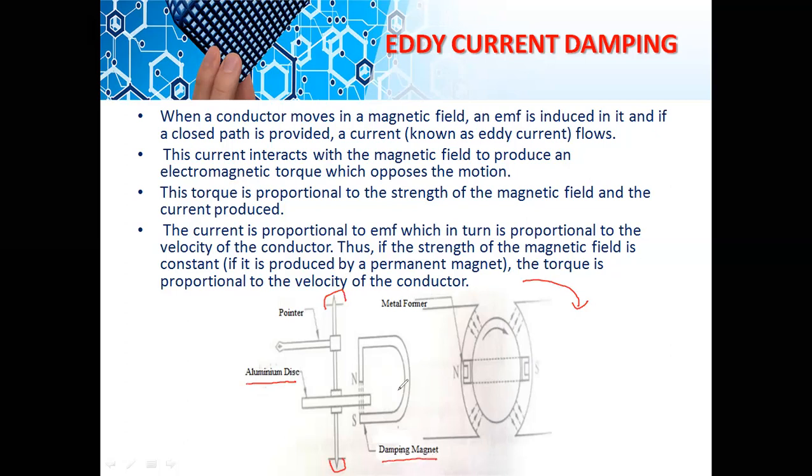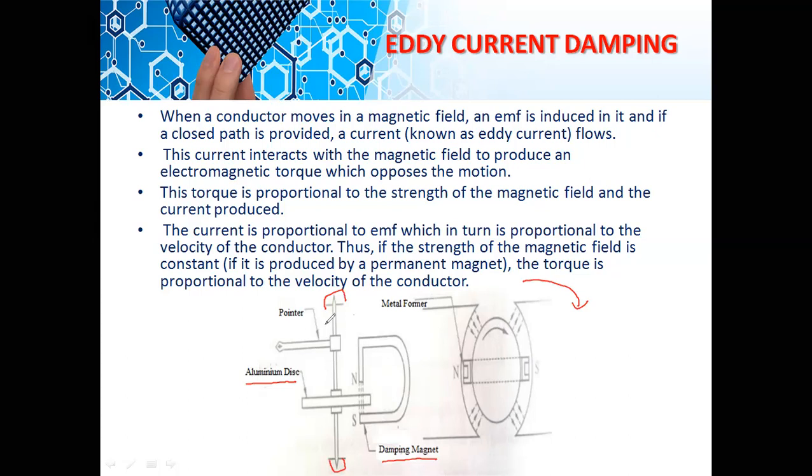This is one arrangement of eddy current damping. In this arrangement, we have a disc attached to the spindle, and we have a damping magnet where we can see that the magnetic field of the damping magnet is trying to cut the disc. This is the arrangement, one arrangement. We will try to understand the principle of this eddy current damping with this arrangement.